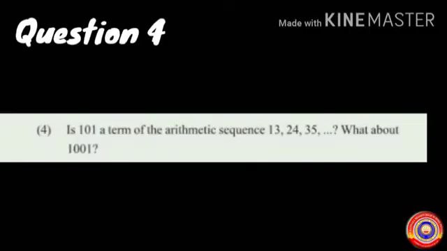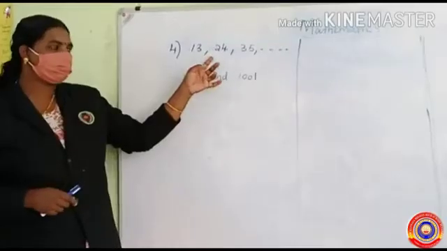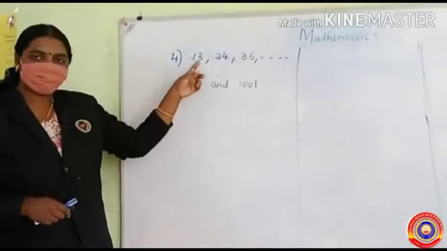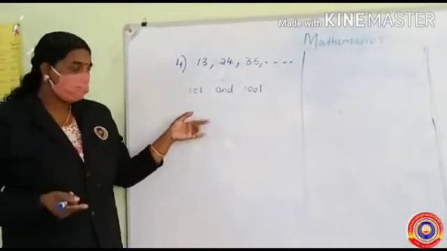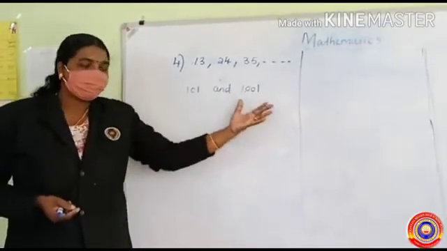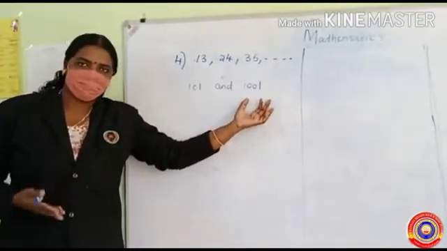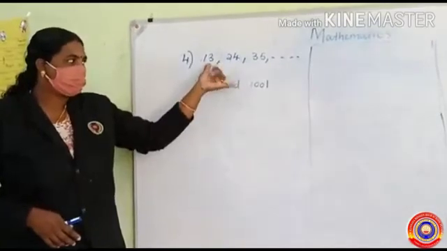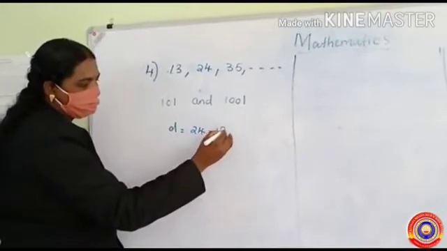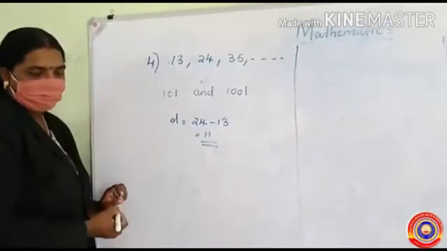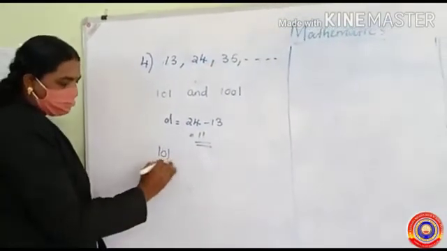Next, question number 4. Is 101 a term of the arithmetic sequence 13, 24, 35, etc.? What about 1001? Here a sequence is given as 13, 24, 35, etc. We have to check whether 101 and 1001 is a term or not. Using the given sequence, first we have to find the common difference. Common difference is equal to second term minus first term and it is equal to 11.